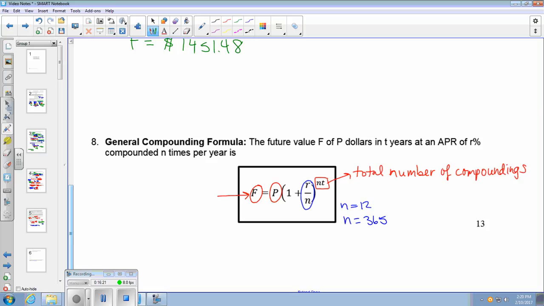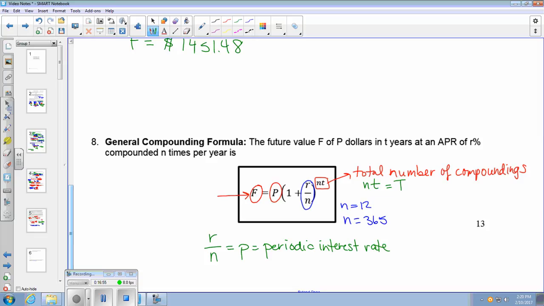Okay, one other note, because you might see this in your homework: r over n is sometimes given the variable lowercase p, and that's referred to as a periodic interest rate. That's the interest you earn each period. And another slight difference you might see in other textbooks: n times t, the total number of compoundings.